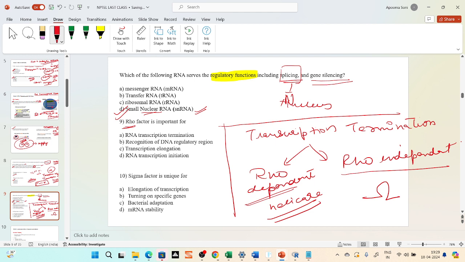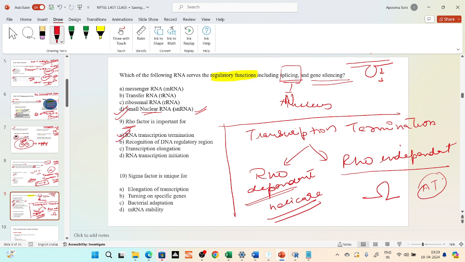Okay, and this loop is followed by inverted repeats of an AT rich sequence, because AT has only two bonds, which is easier to be pulled. So suppose this is your DNA and a loop formation has occurred, so this loop will try to pull it down, and this RNA would be detached from the DNA. So termination of transcription can happen by two methods, Rho dependent and Rho independent methods. That means Rho factor is important for RNA transcription termination. The answer is A. Fine.